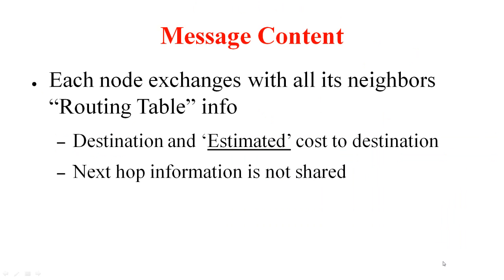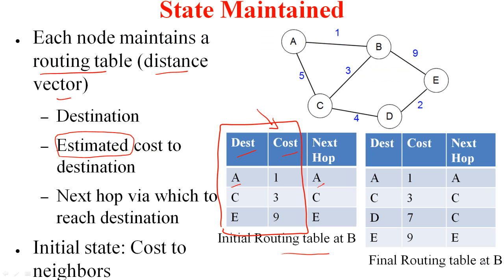Getting back to the protocol, what is the actual message content that is exchanged? Each node exchanges with all its neighbors. Let me emphasize that this is just neighbors. It is not exchanging with others, only the neighbors. It's routing table information. That is the destination and the estimated cost to the destinations. Well, it should be destinations because a node can maintain information about many destinations. Note that the next hop information is not shared. So for example, B here exchanges only this information to its neighbors A, C and E.